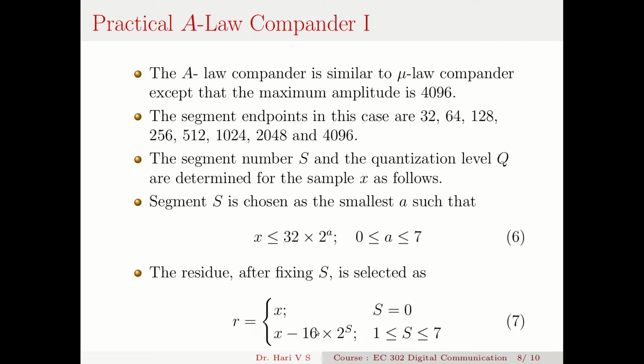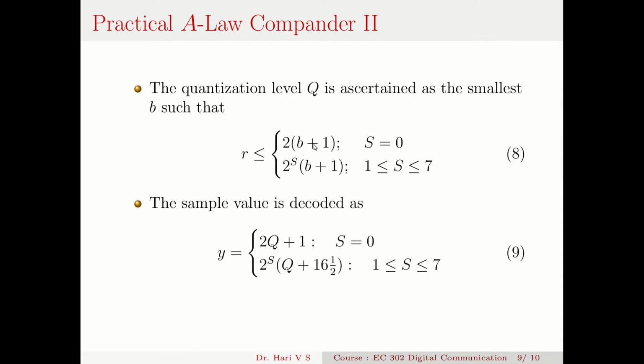For segments from 1 to 7, the residual error is x minus 16 into 2 raised to S. Now, once these residues are computed, you can compute the quantization level as R is less than or equal to 2 into B plus 1 if S equal to 0, or else it is 2 raised to S into B plus 1 for segments from 1 to 7. Okay, so this B is from 0 to 15, so you can implement it as a 4-bit number. The sample value is decoded as y equal to 2q plus 1 for the 0th segment, and y equal to 2 raised to S into q plus 16 and a half for segments from 1 to 7.